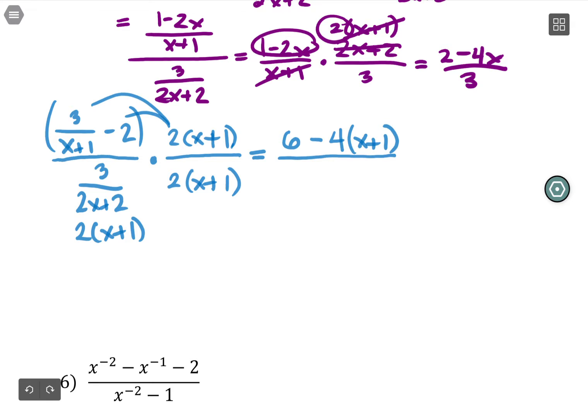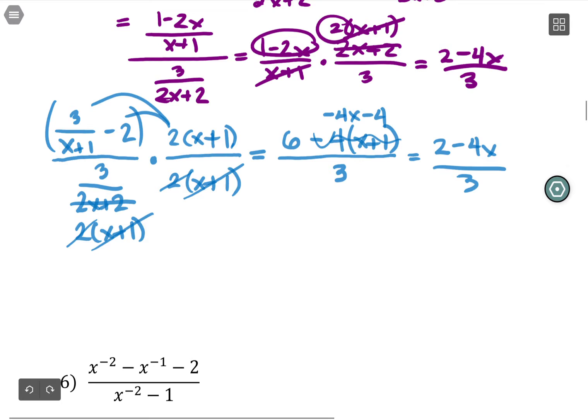On the bottom, when we multiply, here we don't have to distribute, so I'll actually mark on this. 3 over 2x plus 1 by 2 times x plus 1. The x plus 1s cancel and the 2's cancel, and we're really just left with the 3. So cleaning that up on top, remember that's negative 4x minus 4. So we're going to get 6 minus 4, which is 2, minus 4x over 3. So again, we should always get the same thing, but a little bit different way of getting there.